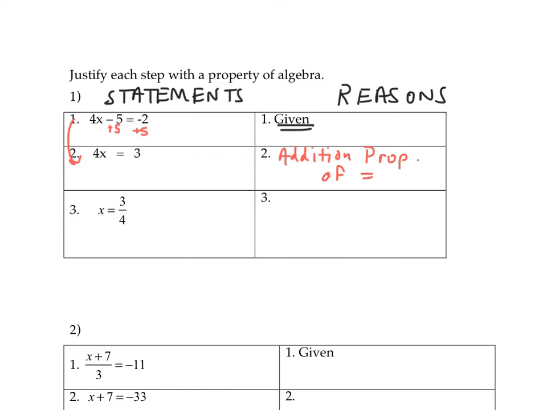So next, going from step 2 to step 3, see if you can figure out what's going on there. We had 4x equals 3, and we know we want to solve for x, so we're going to divide by 4 on both sides. So dividing by 4 on both sides is an example of the division property of equality. Okay, let's check out another one.